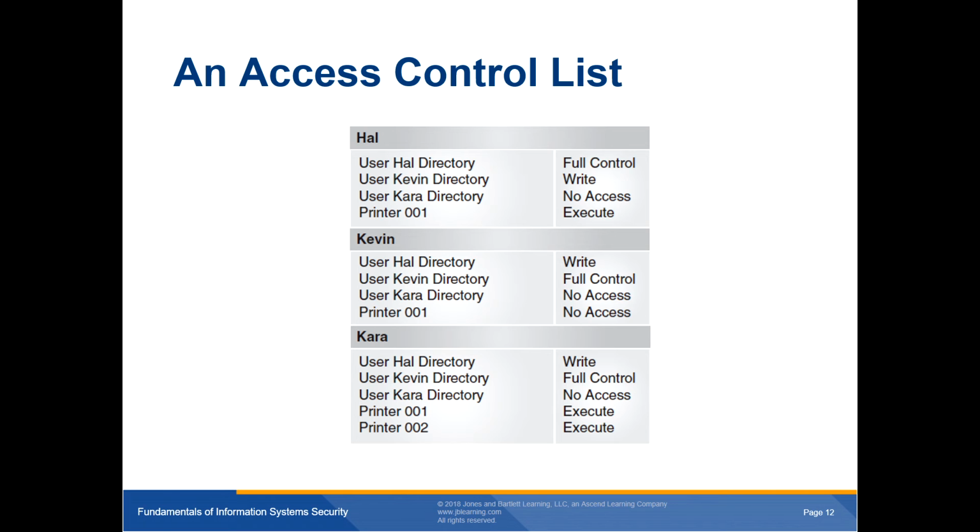Kara, for the user Hal directory, she can write to it. She has full control over Kevin, so she must be a supervisor or something. No access to her own directory, which is kind of weird. And she can execute printer 001 and printer 002. I'm not sure if I would give myself no access to my directory. I don't understand that. But this comes straight out of the textbook, so I didn't make it up, but I just don't understand that part.